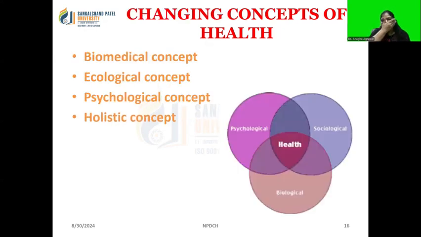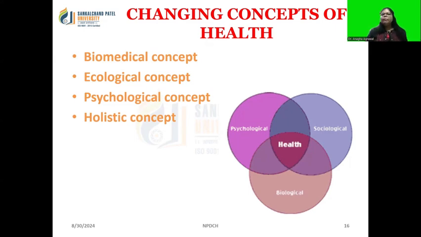So depending upon this, the authors have described some changing concepts of health. That means the perception of health has changed from the era before the medical fraternity was there, when people used to think that everything is because of the wrath of God, till now when people understand that every disease has some reason behind it. So one by one we'll go. First is the biological concept, second is the ecological concept, third is the psychological concept, and fourth is the holistic concept. So very first, that is your biomedical concept.